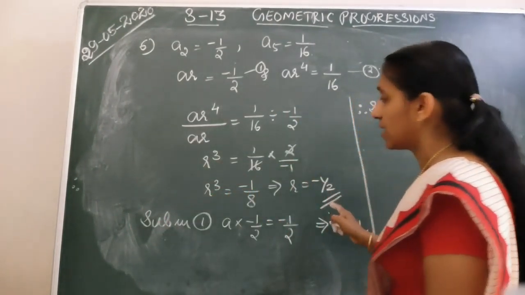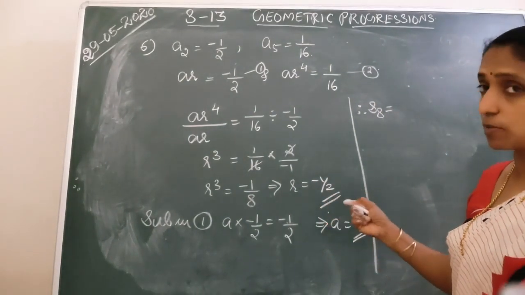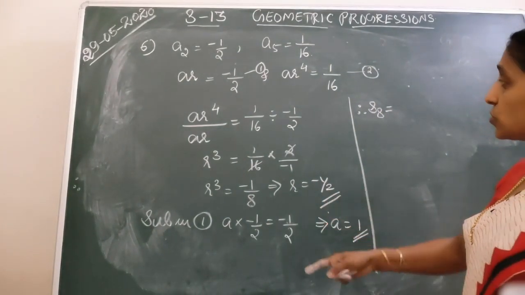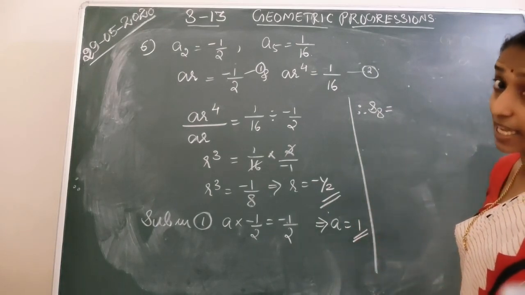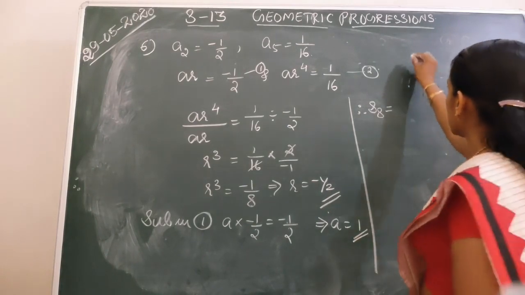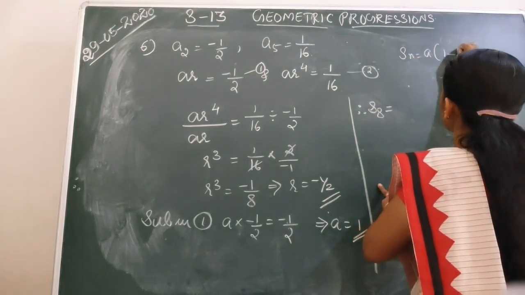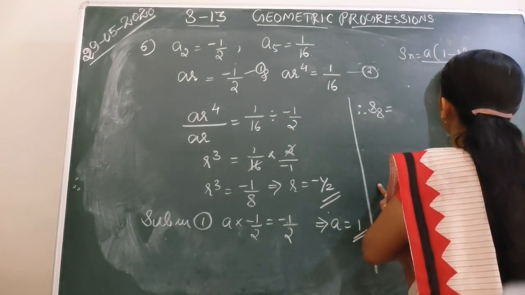You listen here. R value is less than 1. Minus 1 by 2 is less than 1. So you have to substitute the second formula. What was our second formula? Sn second formula is A into 1 minus R to the power n upon 1 minus R.